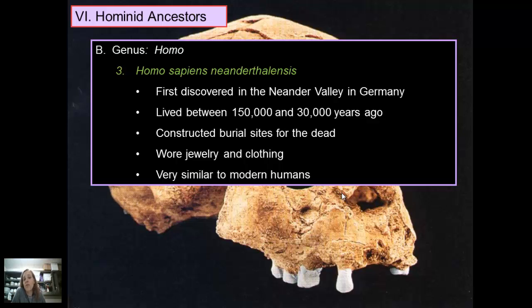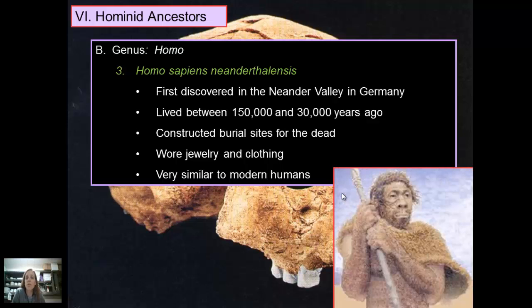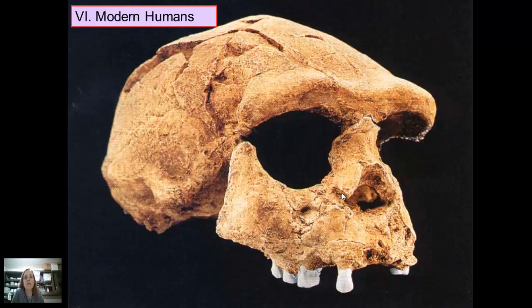So they were actually very similar to modern humans, still a little bit more primitive than modern humans, but very similar. And here's an artist's interpretation of what Homo sapien Neanderthal may have looked like. And you can see them wearing clothing and using tools, and very much starting to look like modern humans.